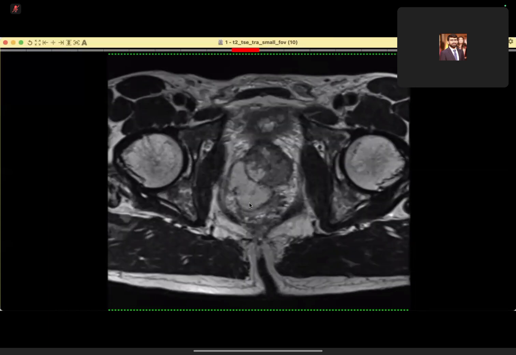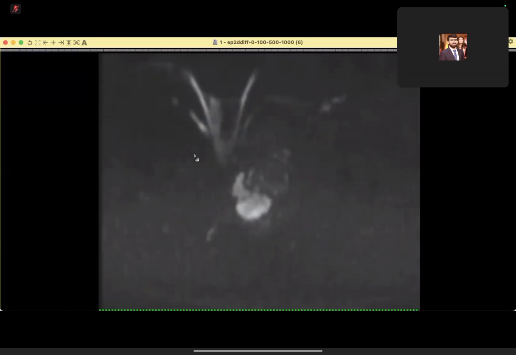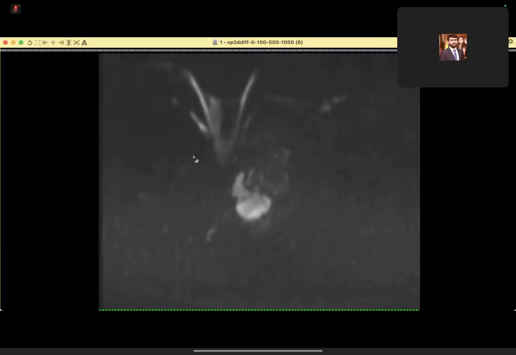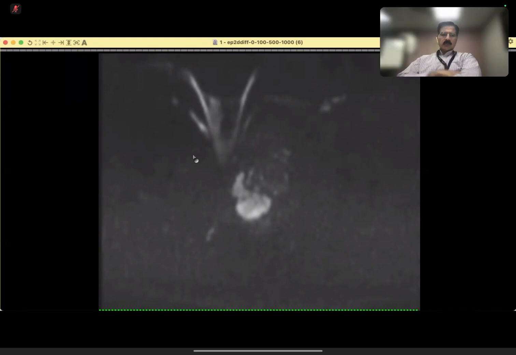So for my first differentials for this kind of imaging, I would also like to see the diffusion weighted images if available, and the T1 weighted images. Diffusion, yes. Sir, I am unable to scroll through the images. There's no need of scrolling, whatever was visible.